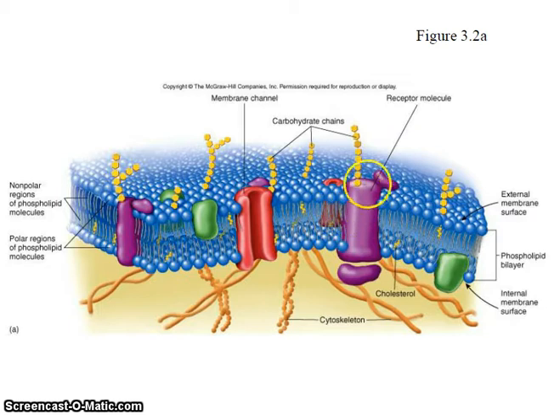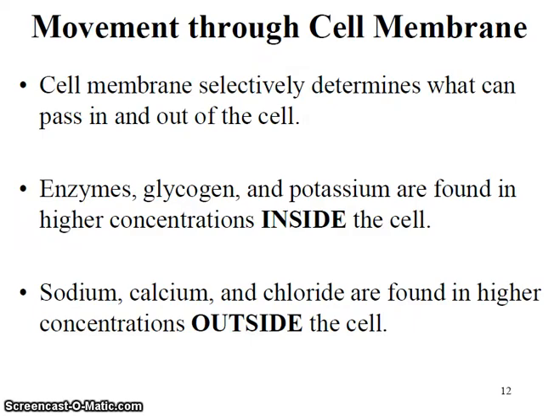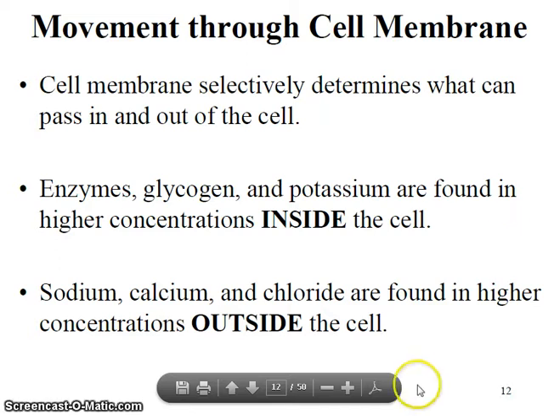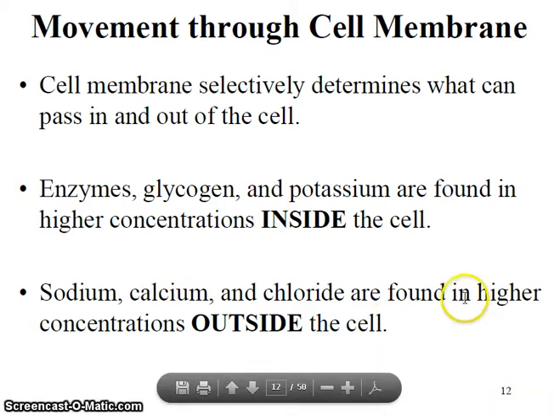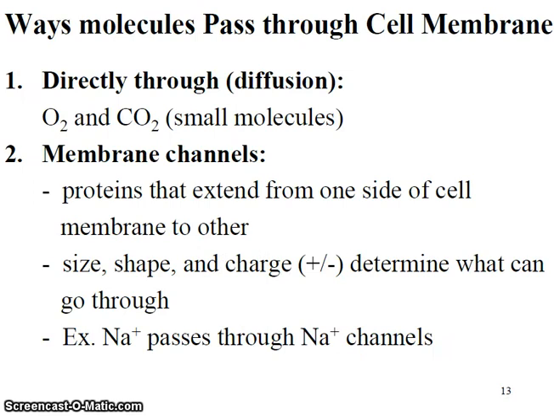Then interspersed throughout the cell membrane are receptor molecules which help the cell to recognize and respond, channels which help materials pass through, and various carbohydrates, and cholesterol molecules that are important for cell function. Movement through a cell membrane will selectively determine what moves in and out. Enzymes, glycogen, which is formed of glucose molecules, and potassium are generally found in higher concentrations inside the cell. Sodium, calcium, and chloride are found in higher concentrations outside of the cell. We're not going to belabor that point too much, but it is very important in terms of nerve impulse transmission and muscle impulse transmission, so we will come back to that.